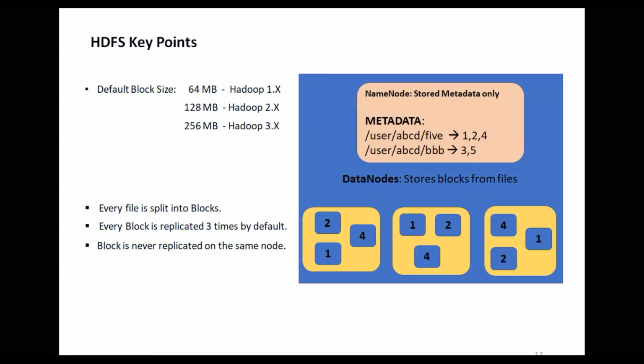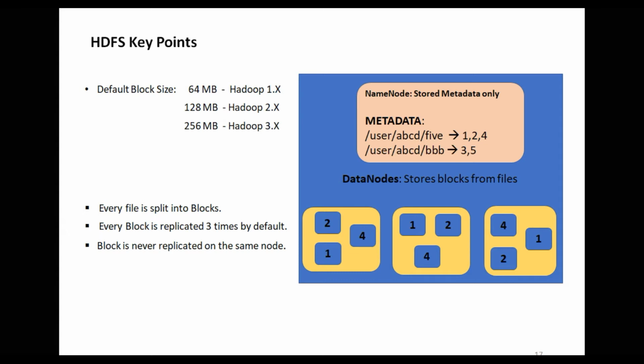Based on the version, the block size has been defined by Apache Hadoop. Okay, and also you can see the theory part. Every file is split into blocks. That is mandatory in Hadoop distribution. When you copy a file, every file will be split into pieces. Those pieces we call blocks, and every block is replicated 3 times by default. By default only, so if you want, you can change the replication factor. A block is never replicated on the same data node.